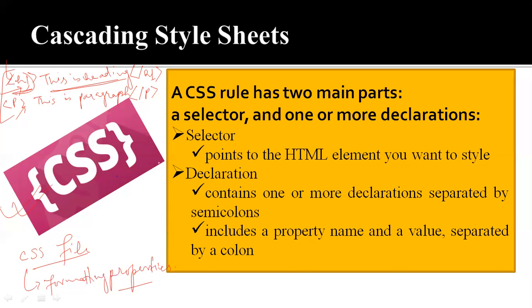Now let's continue with this CSS. A CSS rule has two main parts, a selector and one or more declarations. Selector points mainly to the HTML elements which you want to give style, and a declaration block contains one or more declarations separated by semicolon, and each includes a property name and a value separated by a colon.